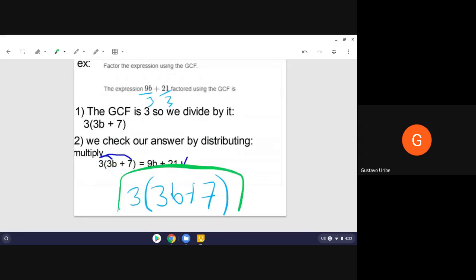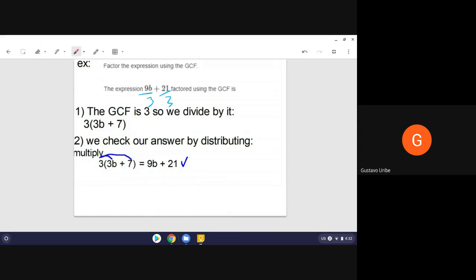Now we can check to see if we are correct. And how we check it is by going backwards. Well, not factor, we're going to go ahead and distribute. So remember, we have 3 orders of 3b plus 7. And what that would look like is 3b plus 7 plus 3b plus 7 plus 3b plus 7.